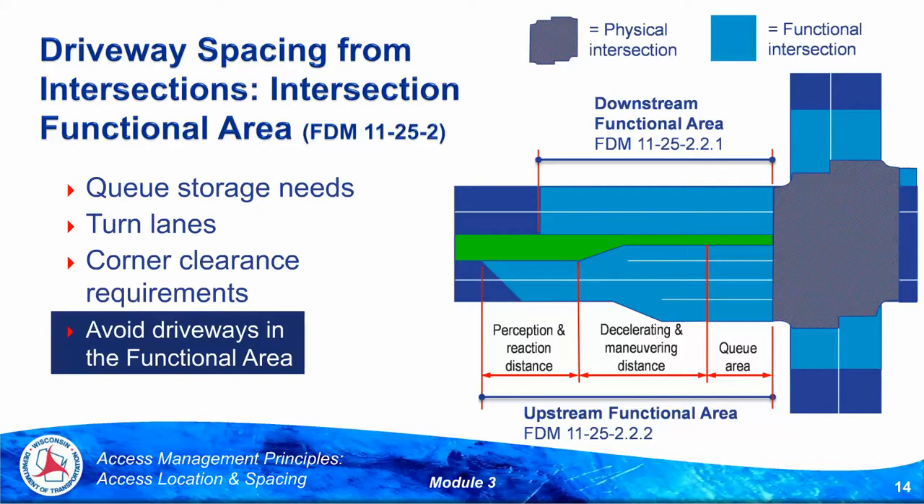Another consideration for driveway spacing from intersections. This topic is covered in the FDM section 11.25.2. The distance termed corner clearance, which I'd mentioned before, is a function of the signalized intersection, which is a combination of queue storage needs, turn lane lengths, and distance traveled during perception reaction time. So we want to keep the driveways out of that functional area of the intersection.